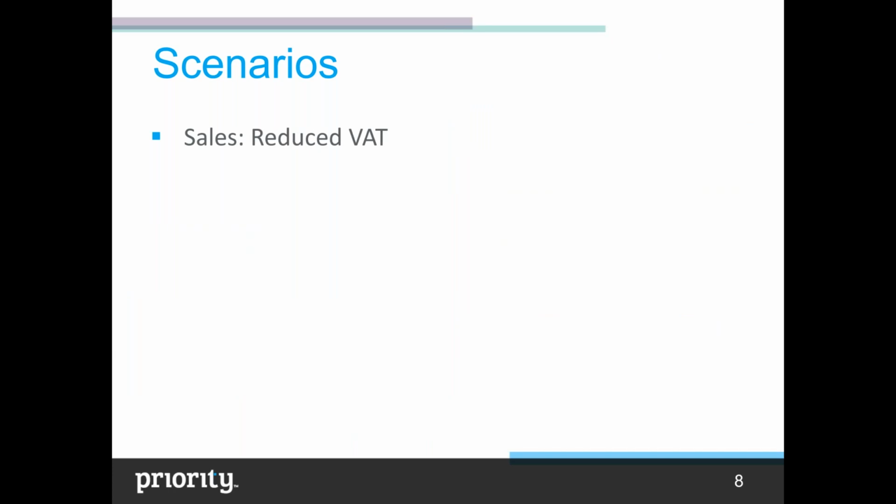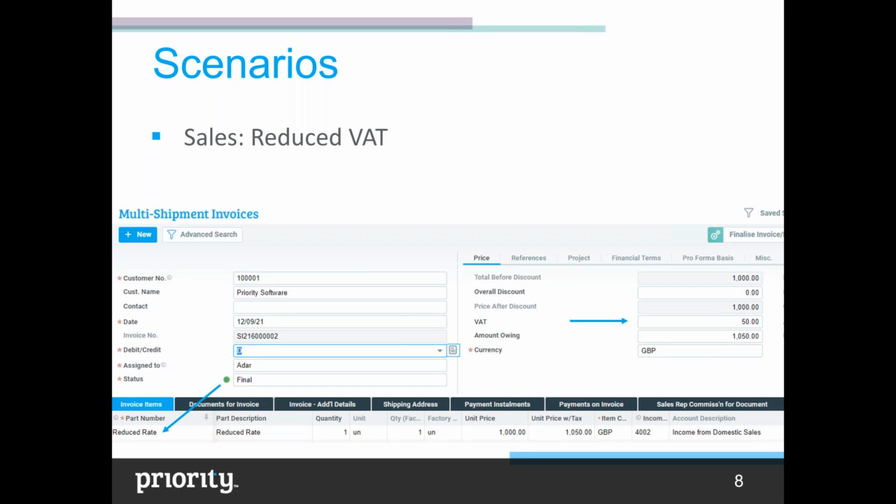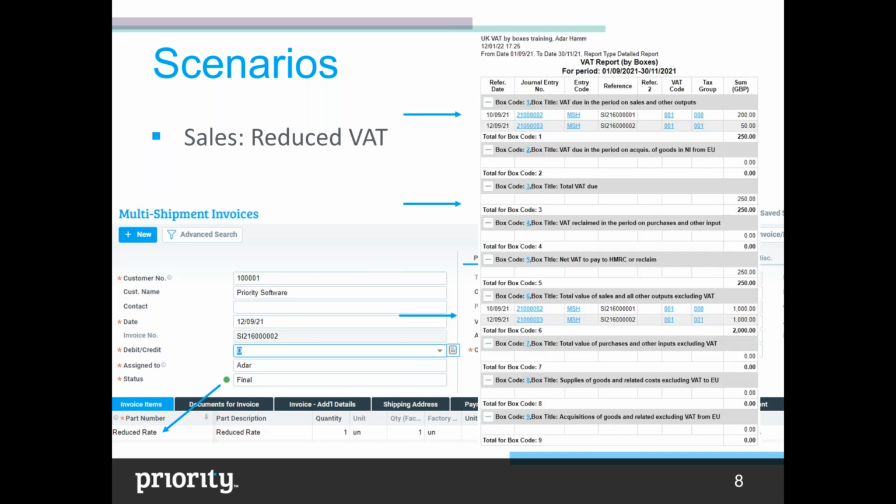The same way, we can see how a reduced VAT works, and here is an invoice for reduced VAT, exactly the same amount, £1,000. This time it attracts 5% VAT, and as a result, if we run the VAT by boxes report, we see that the invoice is attracting £50. So we have the old invoice for £200 and then the new invoice for £50, and the total sales in box number 6 is £2,000.